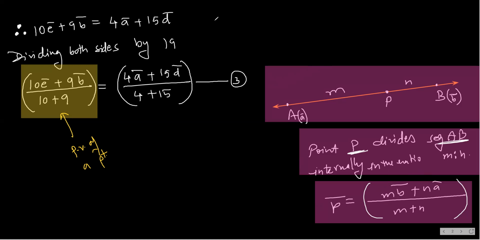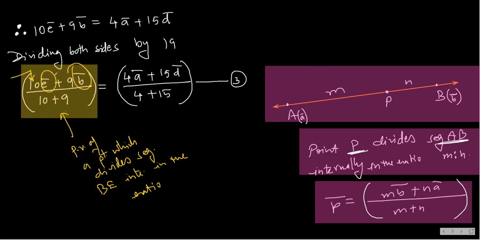So here, what do I say? I say this is position vector of a point which divides segment BE internally in the ratio. What ratio will I say? See, I said BE, so the ratio I would say is 10 is to 9. Okay, 10 is to 9.